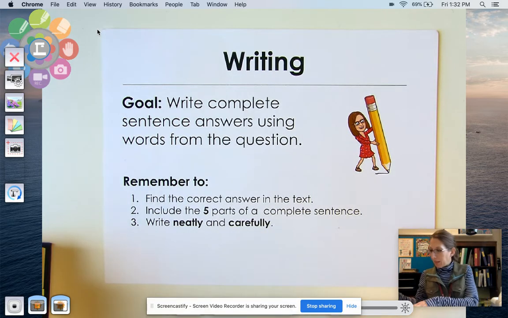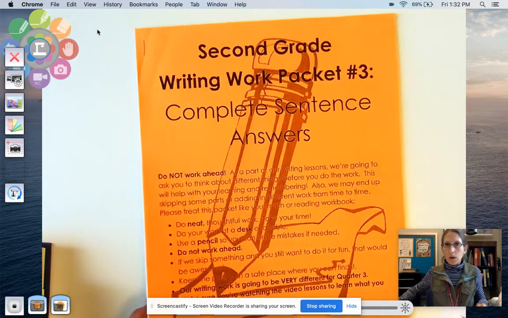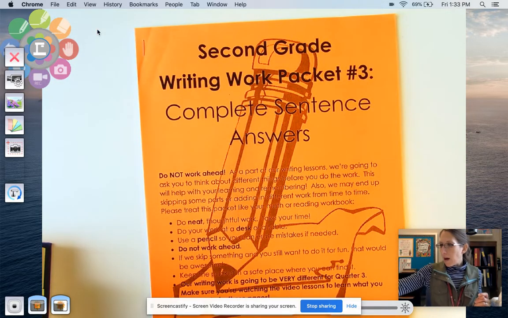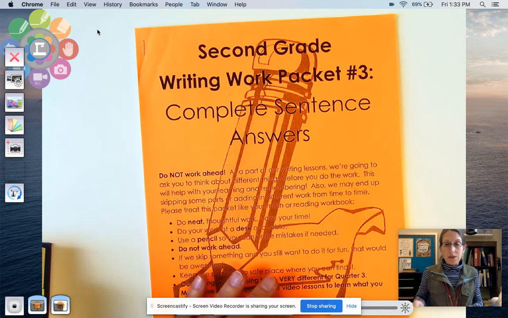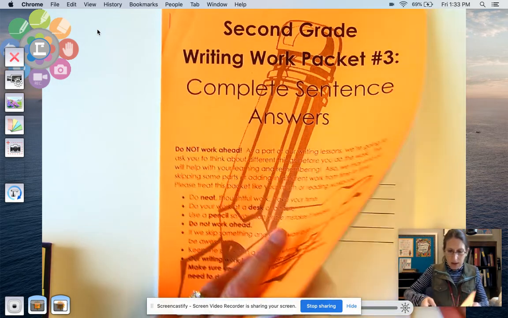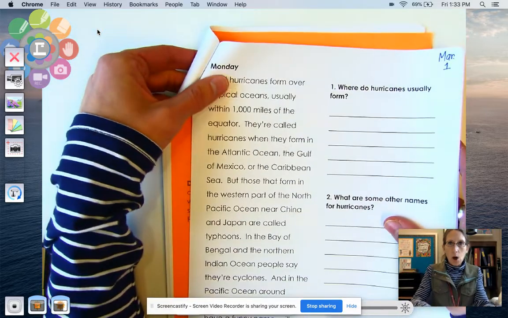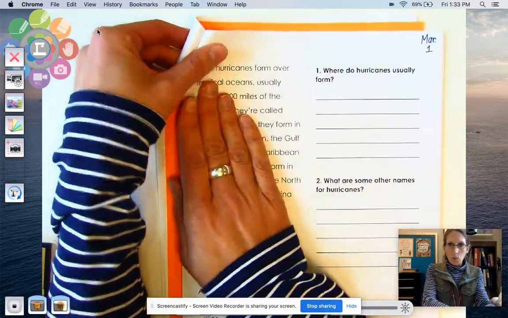So, let's get started. For today, of course, you will need your writing packet. And we are going to look at page 10 today. So, page 10 in our packets. It is about hurricanes.